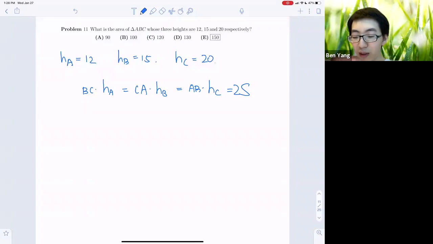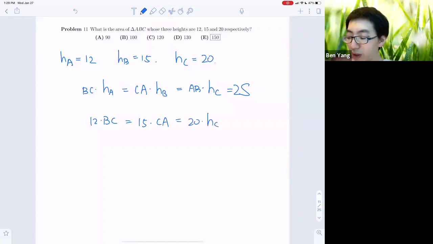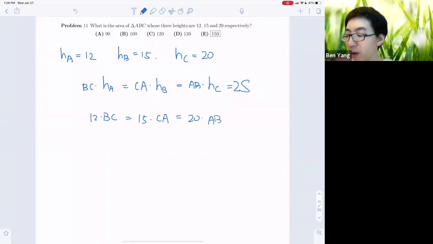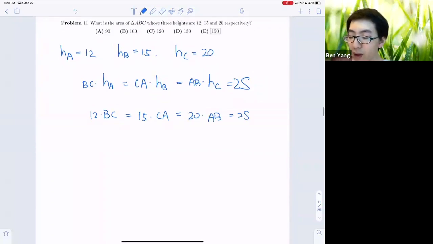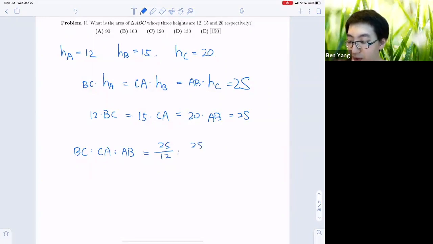Then we can plug in some numbers. 12 times BC is equal to 15 times CA, which is equal to 20 times AB, and they're all equal to 2S. Now we can find the ratio of the three sides. The ratio of BC, CA, and AB is 2S divided by 12, 2S divided by 15, and 2S divided by 20.